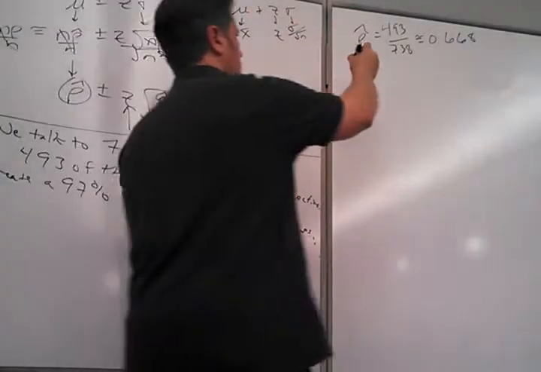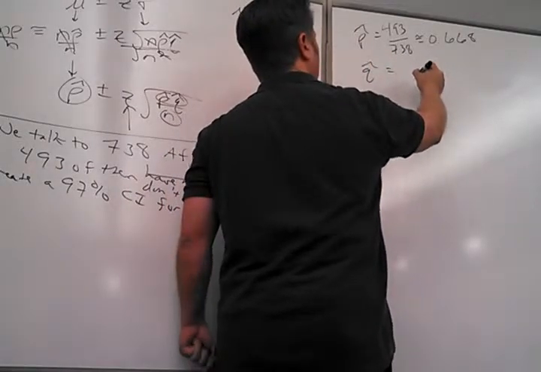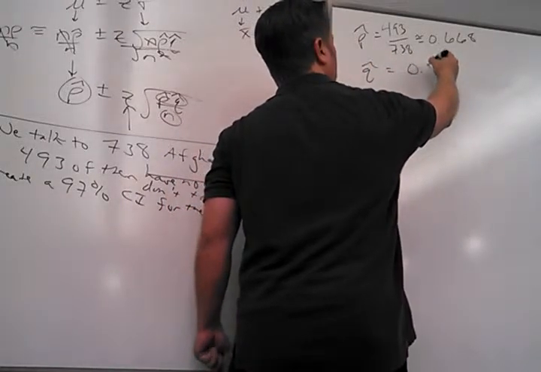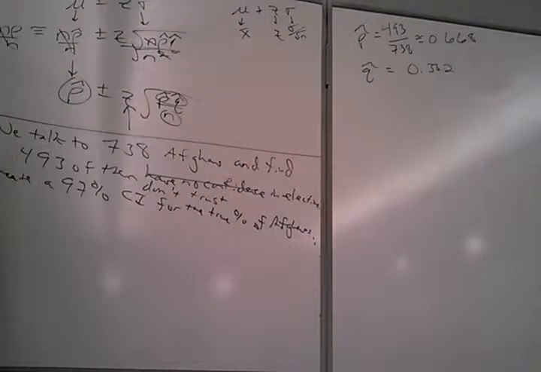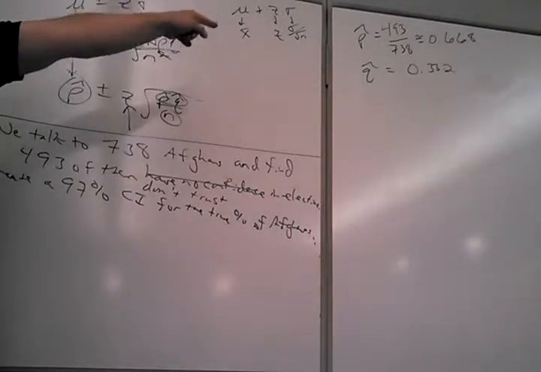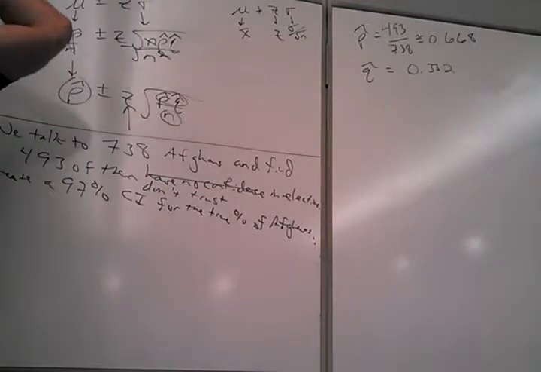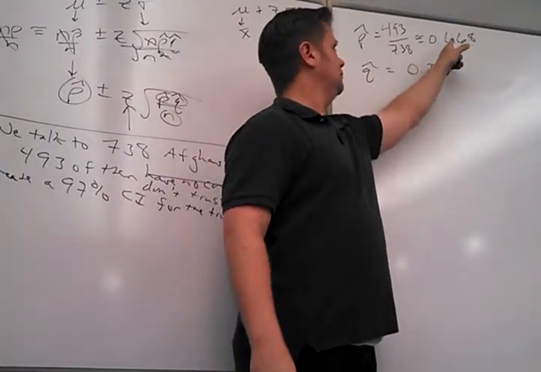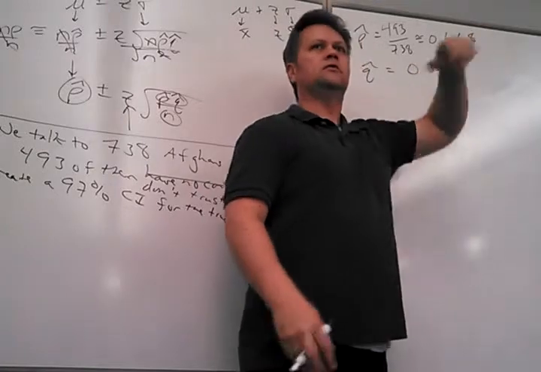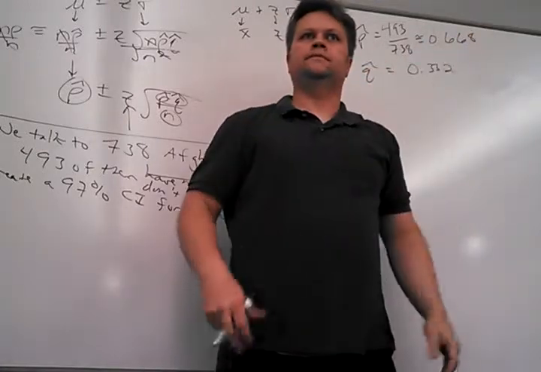What's Q hat? 1 minus 0.668, which is 0.332. Everybody see where I got that from? P and Q always have to add up to 1, because they're opposites of each other, right? Successes, failures. So if P hat's 0.668, Q must be 1 minus that. And the shortcut, I don't know if I ever told you this: for 1 minus any decimal, make each digit a 9, and make the last one 10.